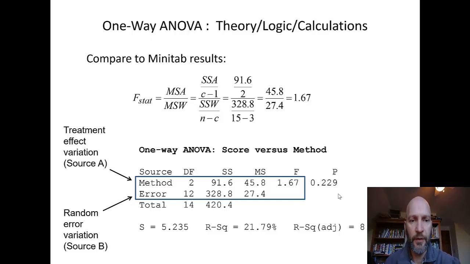Let's look now at the one-way analysis of variance table that's given to us from Minitab, and we'll see that we have agreement with what we just did. The F statistic, of course, is 1.67. The degrees of freedom were 2 and 12. Sum of squares, 91.6 and 328.8. Mean squares were 45.8 and 27.4. Notice the first row is the variation due to the categorical variable, in this case the method, and the second row is the variation due to the randomness, or the random part. So this all agrees with what we did manually, and so that's good.